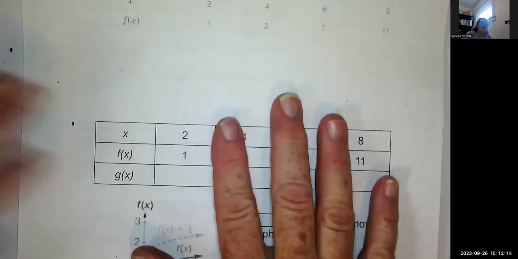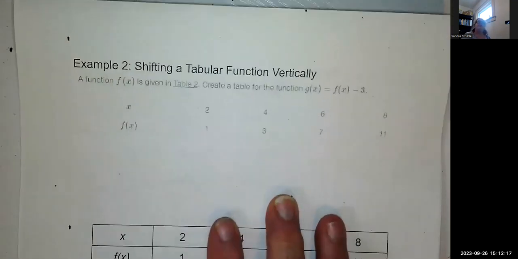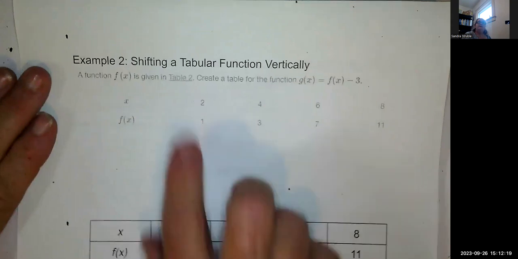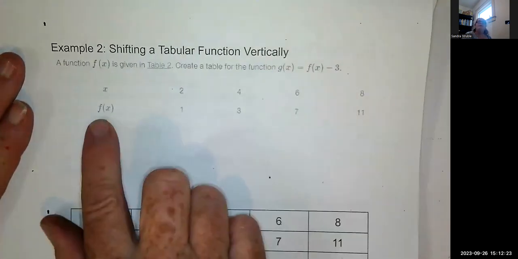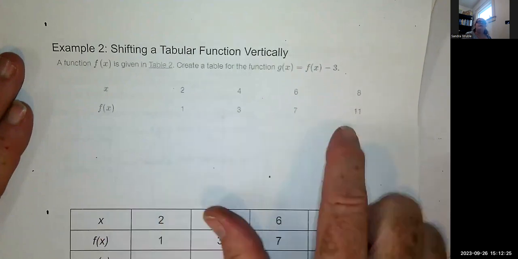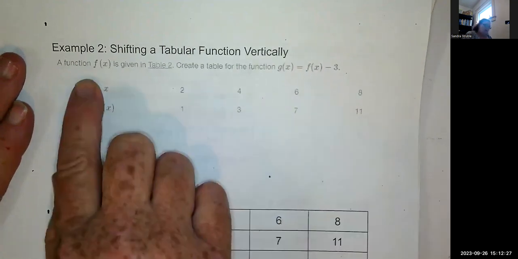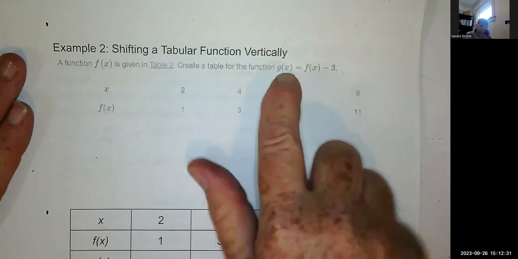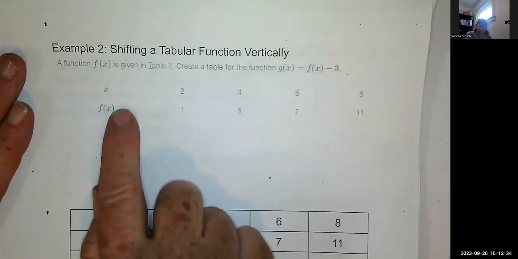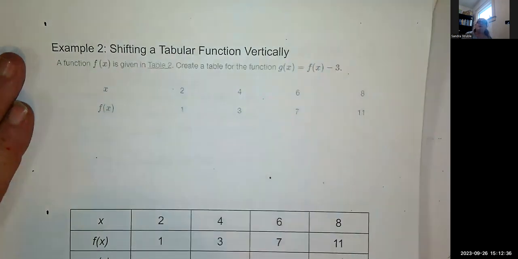All right. Now we're going to shift a tabular function vertically. So we're given x: 2, 4, 6, 8. We're going to be using this exact table quite a bit. And we're given the function f of x is 1, 3, 7, and 11. So the base function's f, and we're going to create a table for the new function g of x, which is going to take f of x and subtract 3.